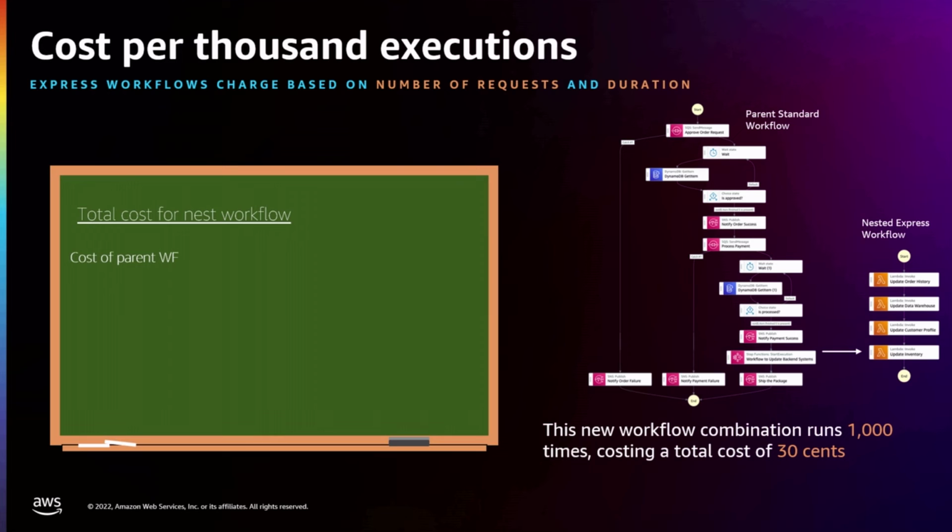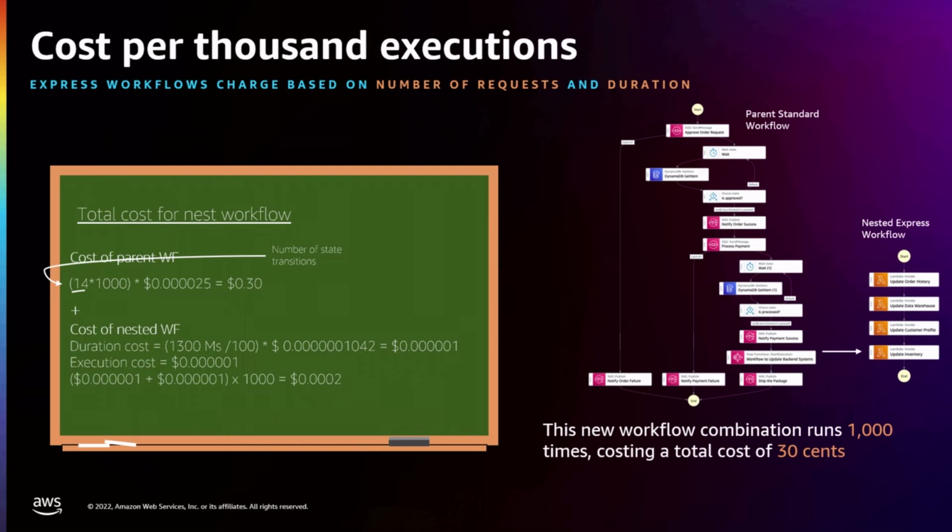And we can have a look at the cost. I won't go through it in detail for obvious reasons, but the thing to know is that my standard workflow now has fewer transitions, only 14. So the cost of my standard workflow has gone down. The cost of my express workflow is almost nothing, right? It doesn't even affect the overall cost when I add them together. So the total cost is now just 30 cents.